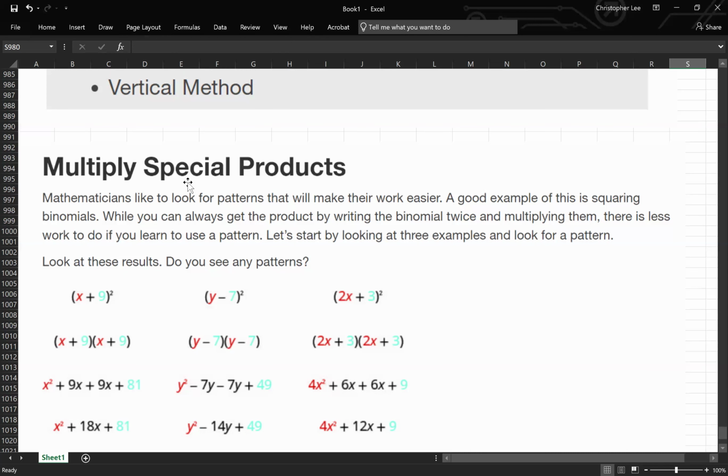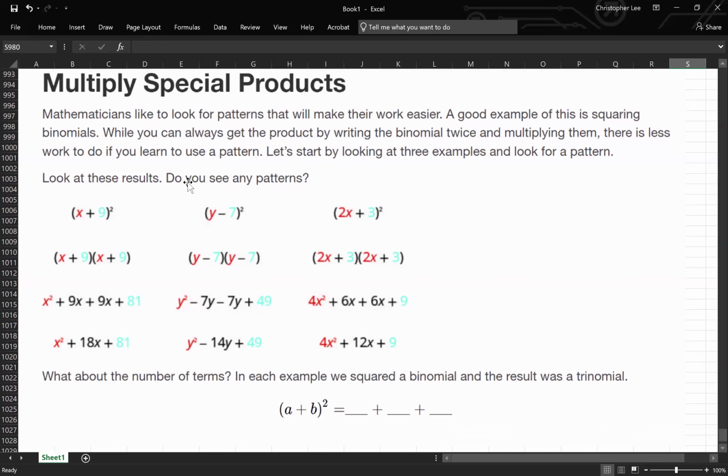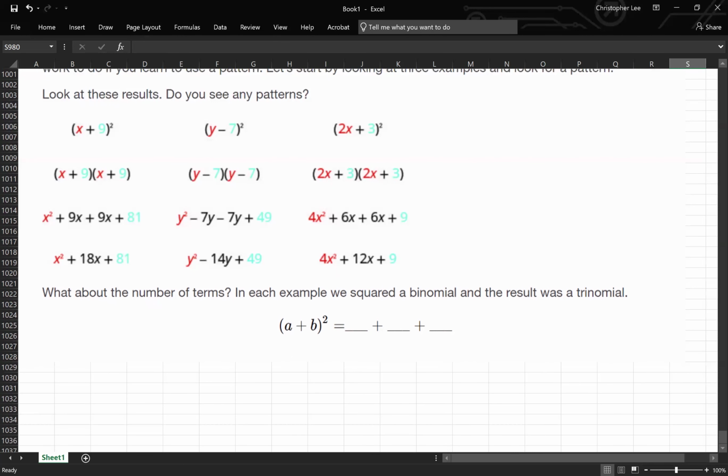Do you all know how to do it already? This is just a trick that I'm showing you. Just remember your distributive or your vertical property, and you don't even have to memorize this. All right? So what about the number of terms? In each example, we squared a binomial and the result was a trinomial, right? So the trick is if you have a plus b squared, let's look at what that becomes.